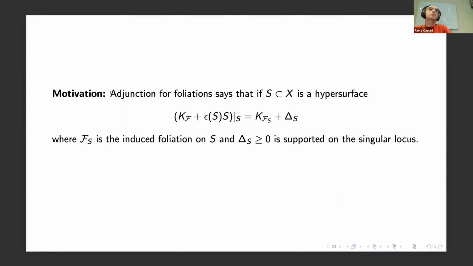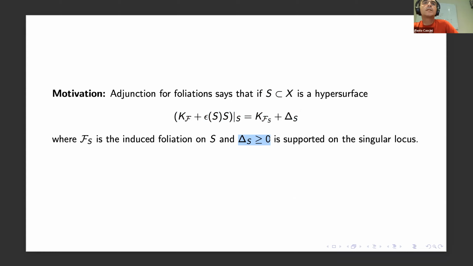We hope, and it's true for many cases, that there exists some kind of adjunction for foliations. So suppose that, like usual, S is a hypersurface. Let's suppose it's normal, to make it easy. Then we can always restrict the foliation to S. There exists an induced foliation on S in such a way that if we restrict K_F plus, we distinguish two cases. If we take S to be F-invariant, then we just restrict K_F. Otherwise, we restrict K_F plus S. And what we get is this formula here, where Delta_S is similar to the different of Shokurov.